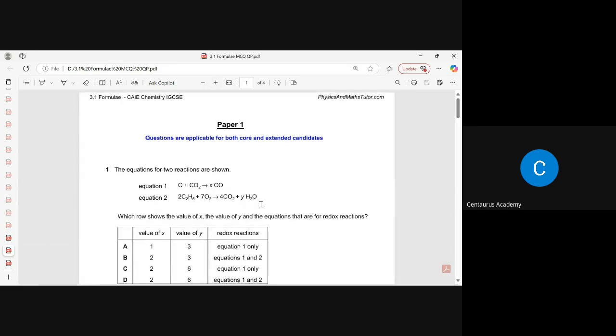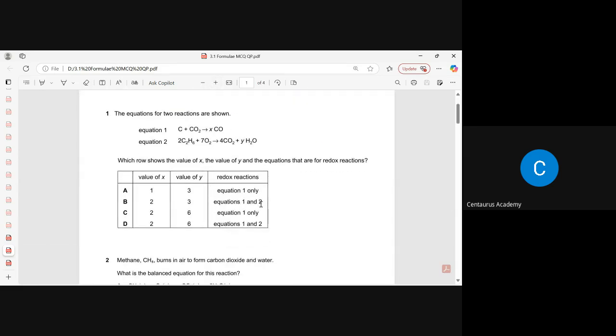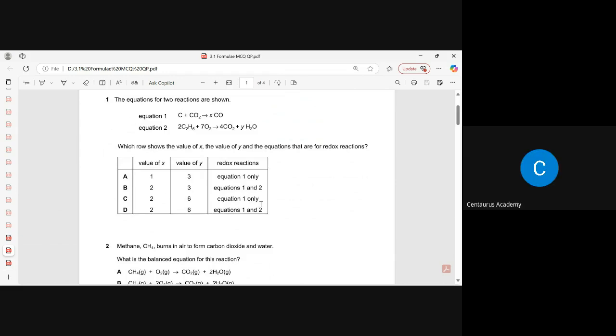Okay, is a new PDF visible? Yes, ma'am. Okay, the equations for two reactions are shown to you, equation 1 and 2. Which row shows the value of X and the value of Y, and the equations that are for redox reactions? Redox basically means reduction and oxidation. Redox reactions are those reactions where reduction and oxidation both simultaneously take place. What will be the values, and which ones do you think is redox?